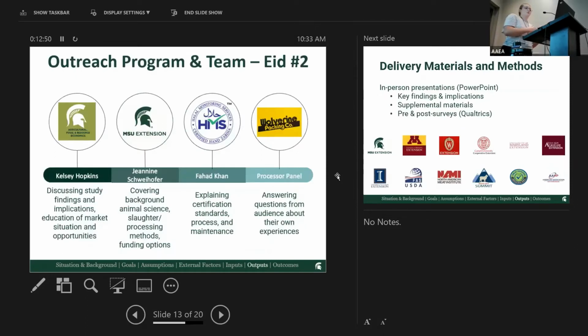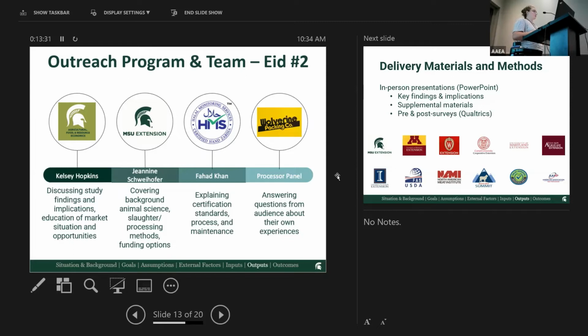So taking that data from interviews and the data that will be collected in the fall, I've put together what the outreach program is going to look like, and I've selected some team members. First is myself. I would be discussing study findings and implications and educating processors and policymakers on the market situation and opportunities available to them. Second, in MSU Extension, we have Dr. Janine Schweihofer. She's an animal scientist, so she would be covering background animal science information, slaughter and processing methods, and going over any related funding options, like grants from the USDA or similar organizations, to get small plants off the ground.